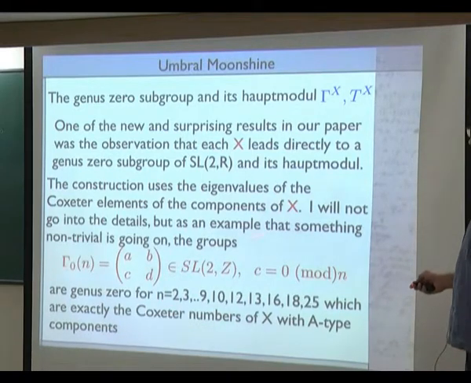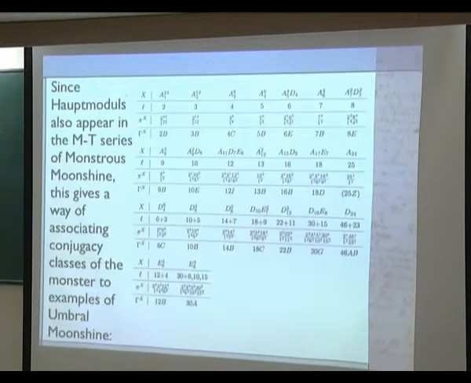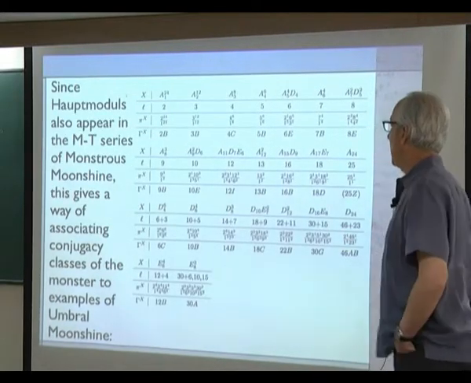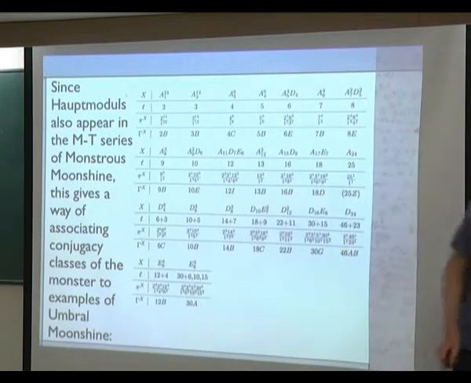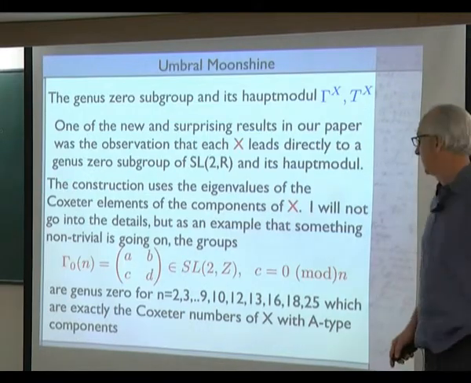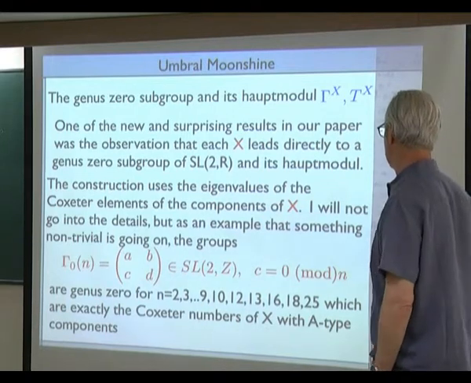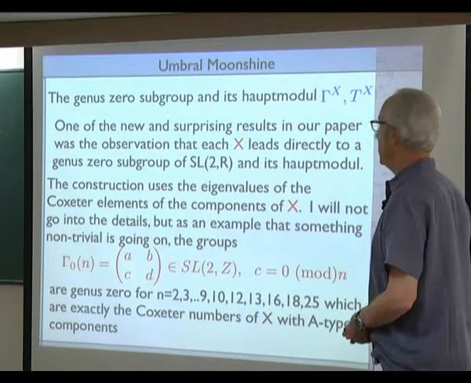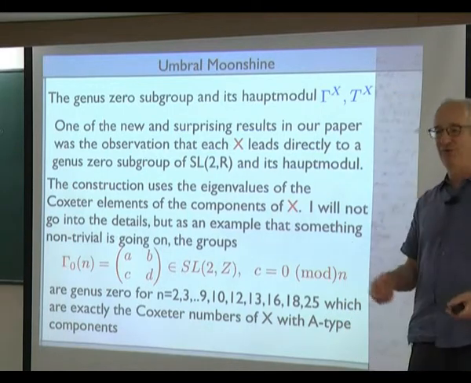So this, again, is kind of a bizarre thing. And so we have a construction both of the genus 0 subgroup and its Hauptmodul, the thing that maps this fundamental domain to the Riemann sphere. So gamma_X is the genus 0 subgroup, and T_X is the Hauptmodul. Right, so T_X is an analog of j of tau.